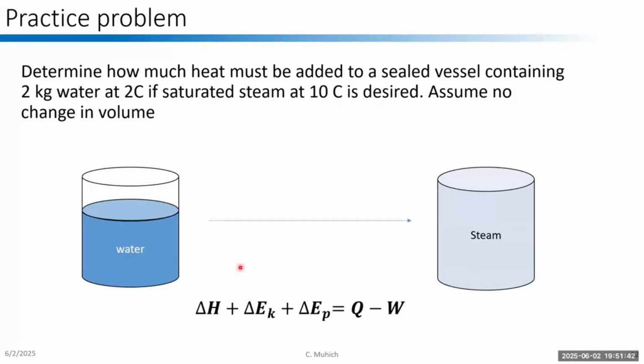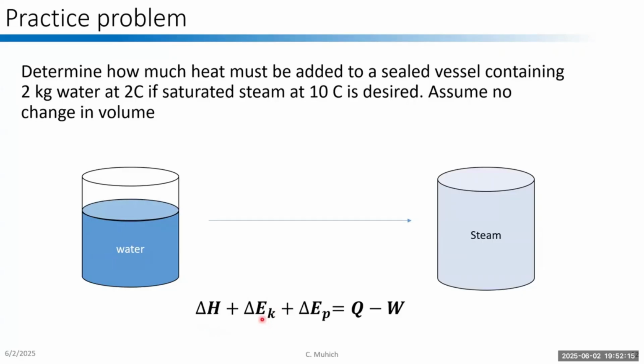We can look at our energy balance. So delta H plus delta EK, the kinetic energy, plus the change in the potential energy, is Q minus W. All right, so let's go through these terms. Is there some sort of change in the enthalpy? Yeah, probably, because we're having a change in phase and a change in temperature. So this can't be zero. It's very unlikely to be exactly zero.